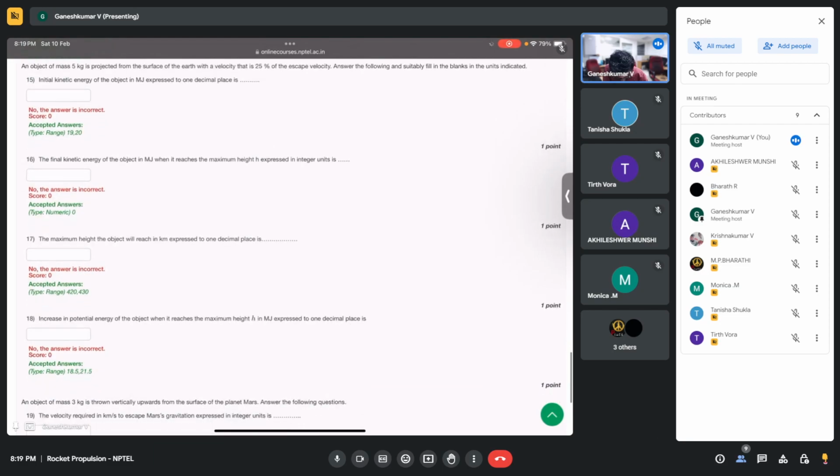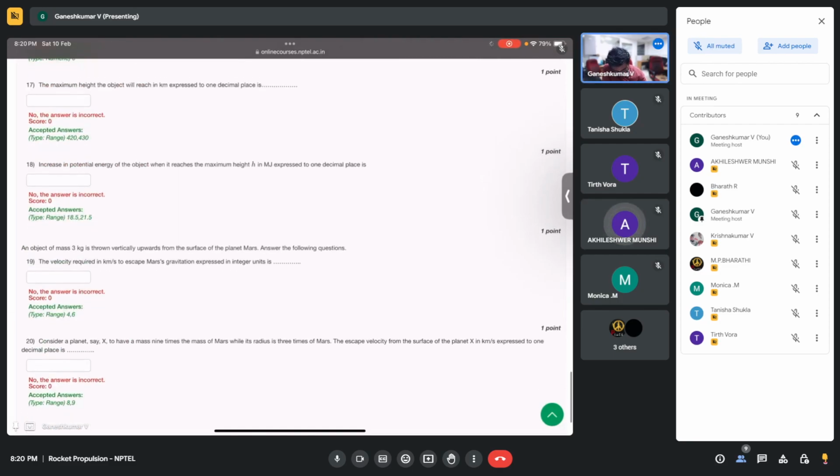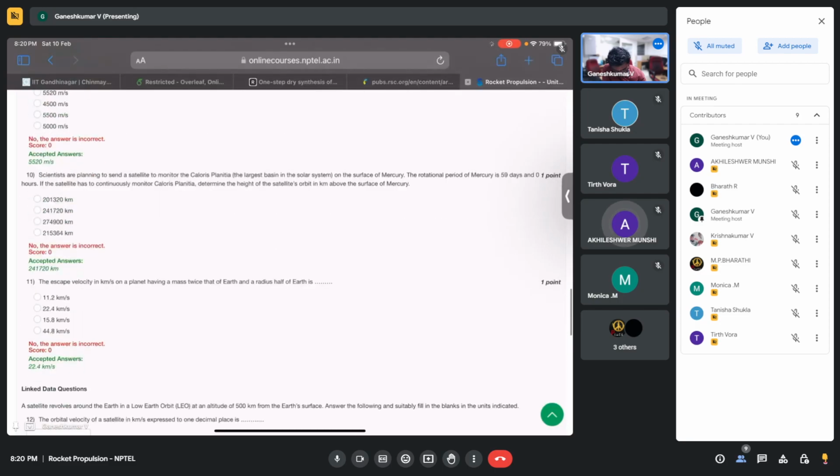So if that is the case, is your increase in potential energy also incorrect? No, that was correct. The increase in potential energy will be exactly equal to the given initial kinetic energy. Oh, okay. So it just turned out to be 19.5 exactly. I didn't need to calculate, I just wrote it as it is. Interesting. Nice.